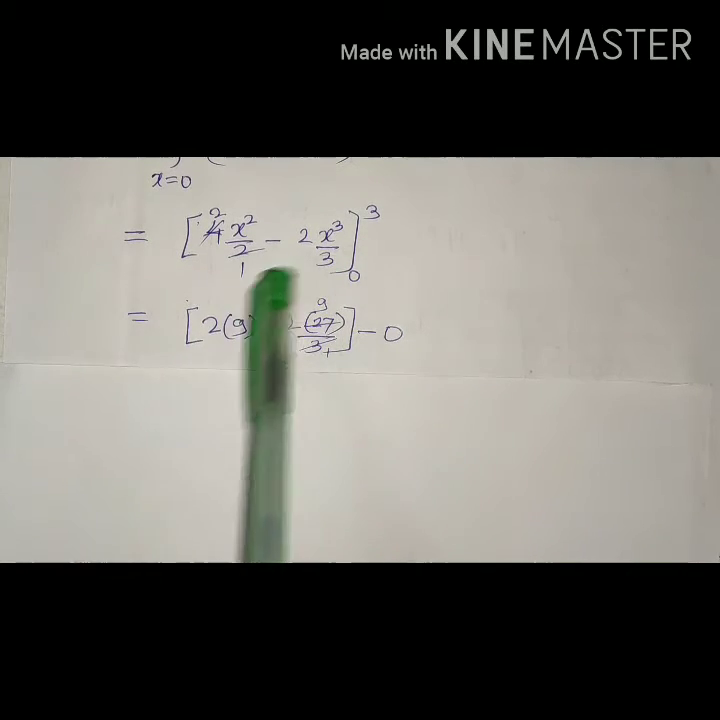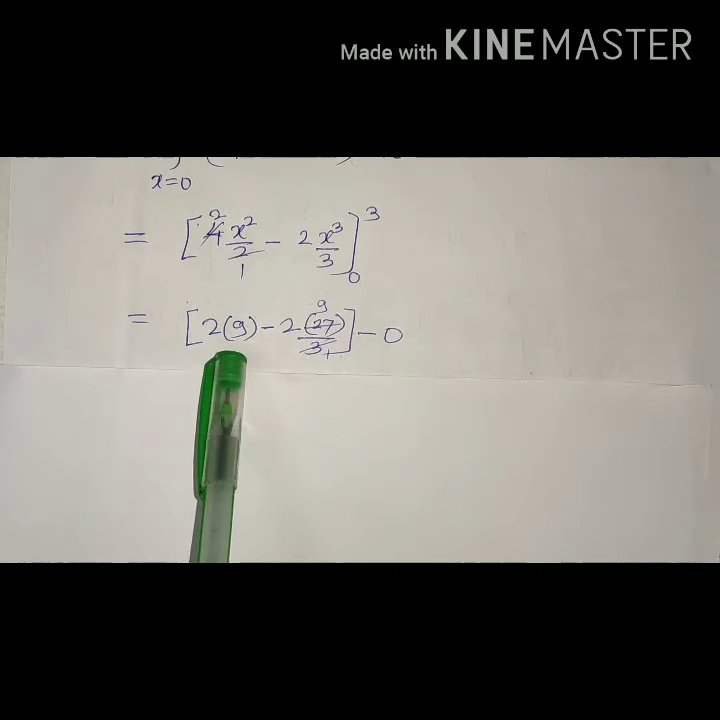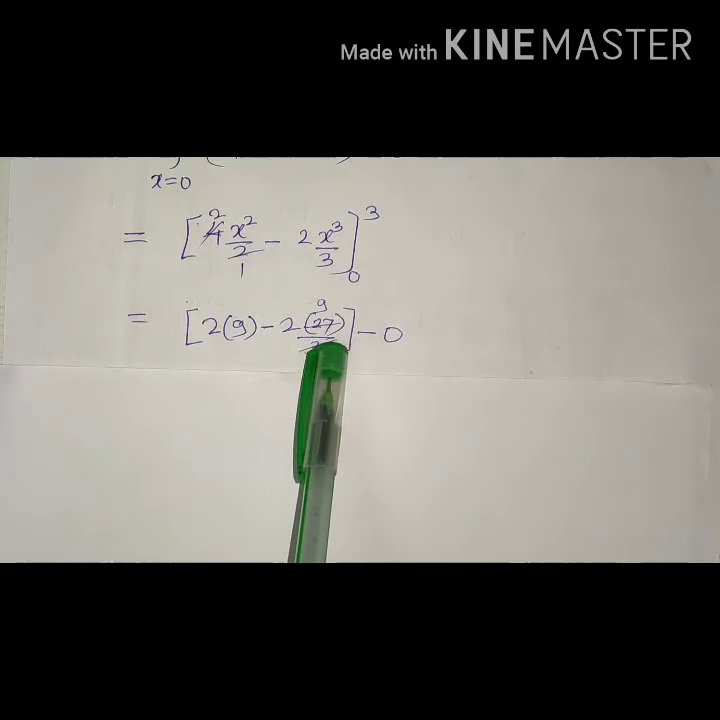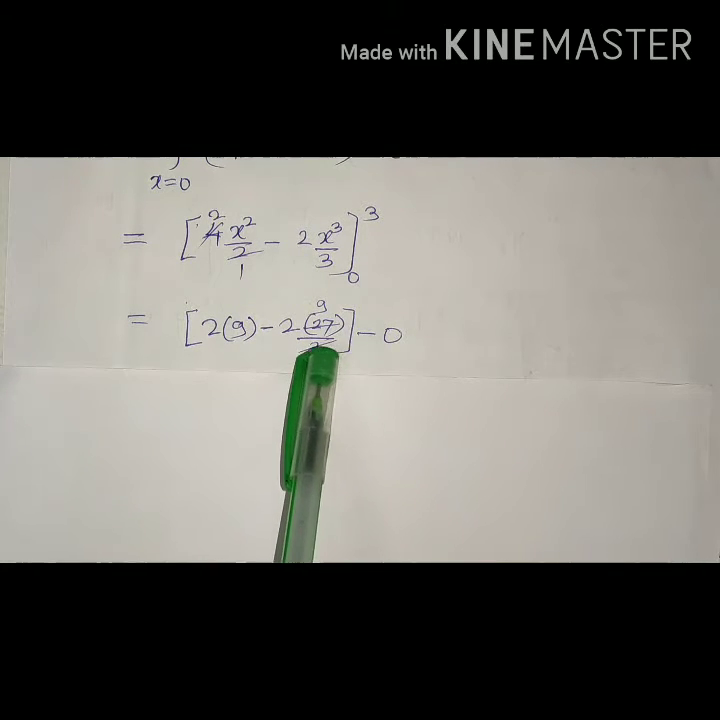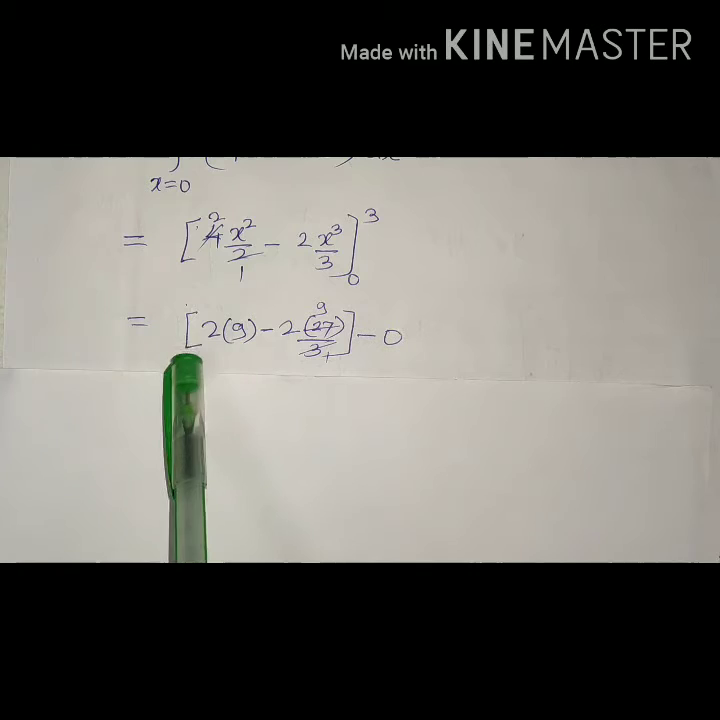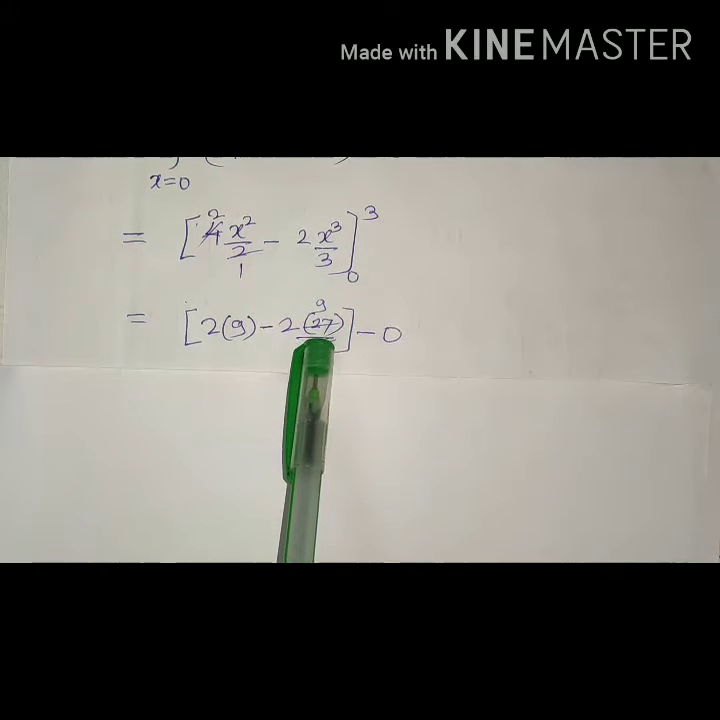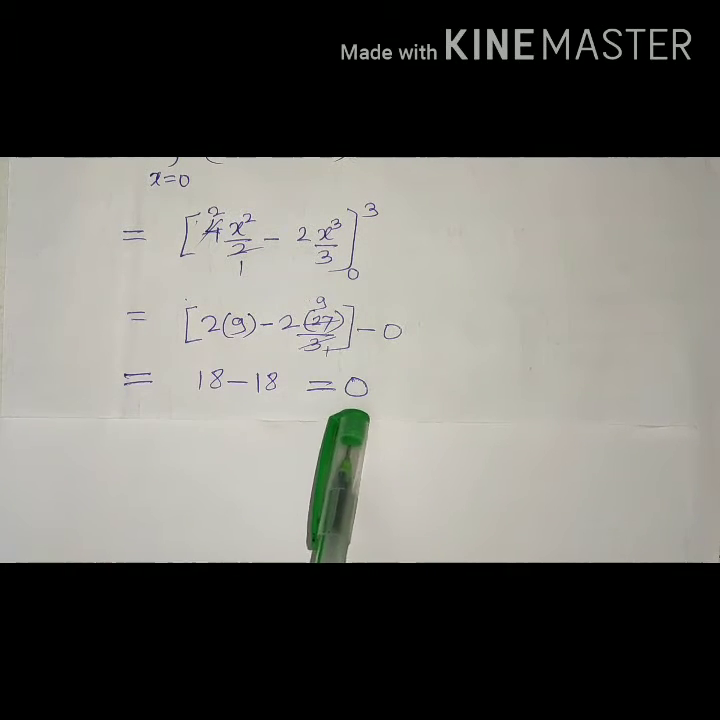Now if I put the upper limit, what I get is 3 square is 9. So twice 9 minus twice 27, since 3 cube is 27, upon 3. So cancellation gives you a 9, and 2 into 9 minus 2 into 9 becomes 0. Upper limit is 0 and lower limit is again 0. So the answer is 0.